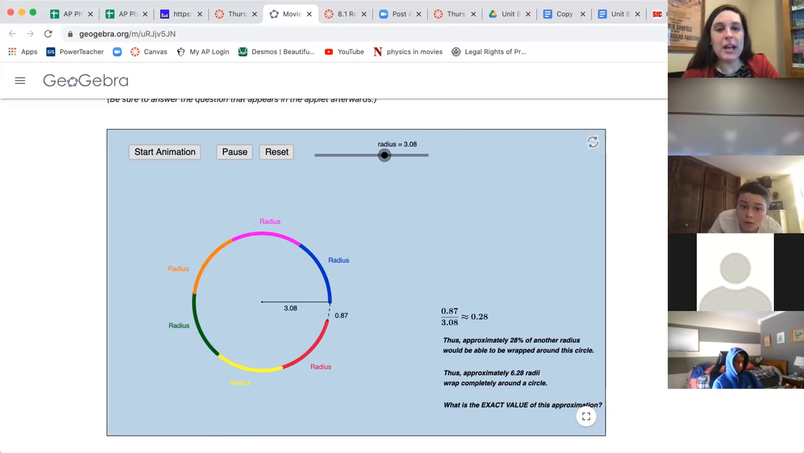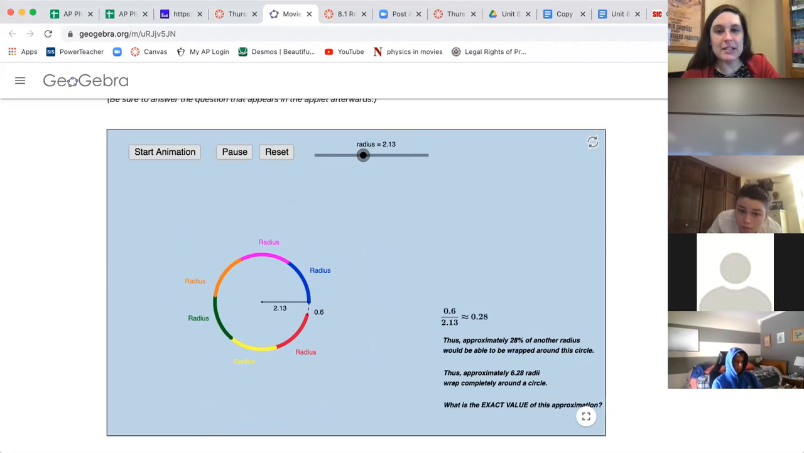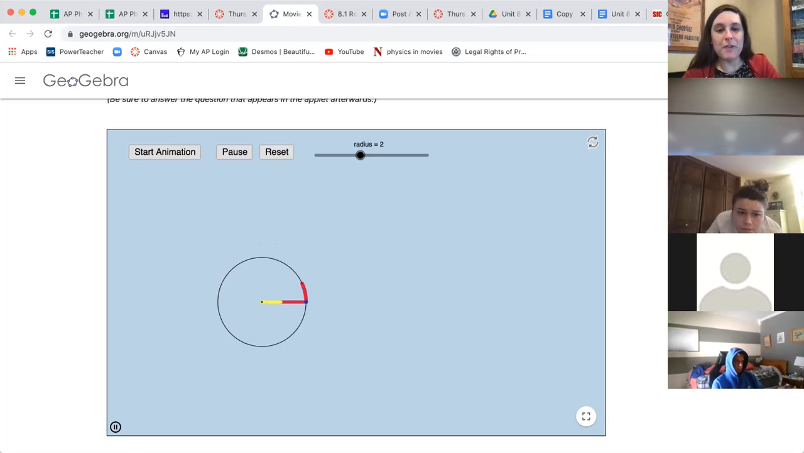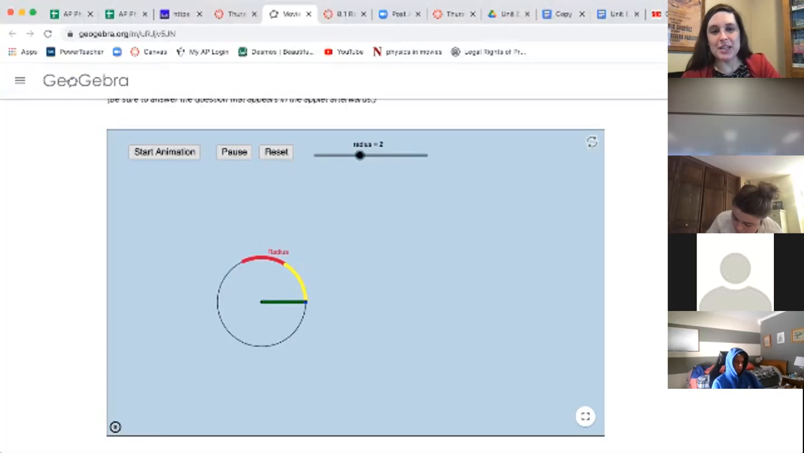And it doesn't matter what our radius is. We can make our radius much, much smaller, right? We can make it 2 instead of 5. And we would find that we trace out the exact same number of radii as we go around. Okay.